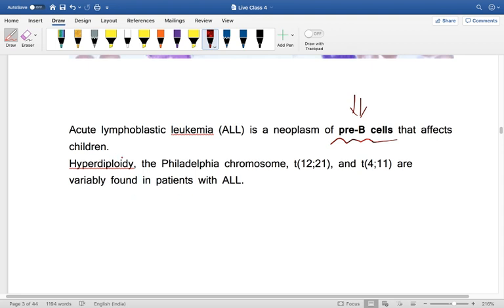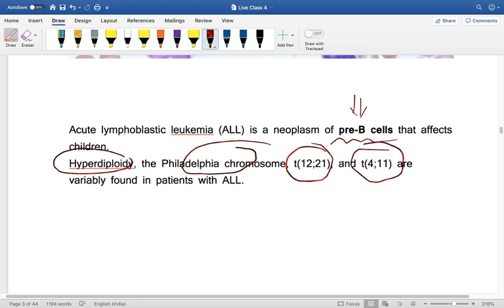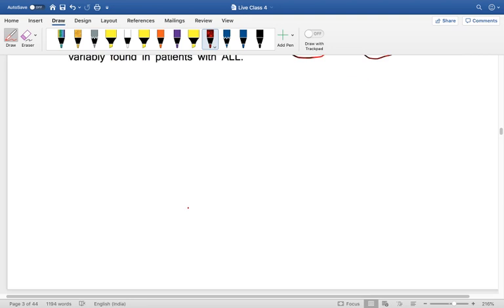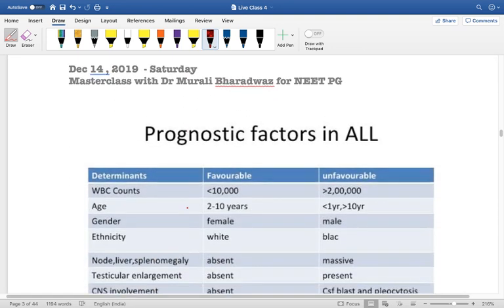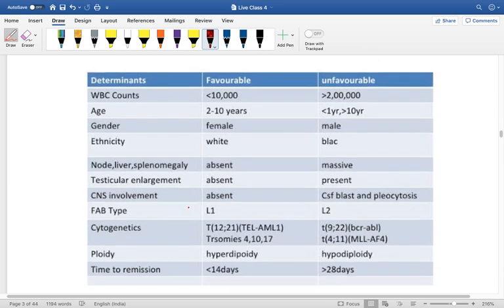Now, doctor, hyperdiploidy, Philadelphia chromosome, t(12;21), t(4;11). These are the translocations found in ALL. But shall I tell you one point? Shamelessly we have to do mugging. What is that, doctor?